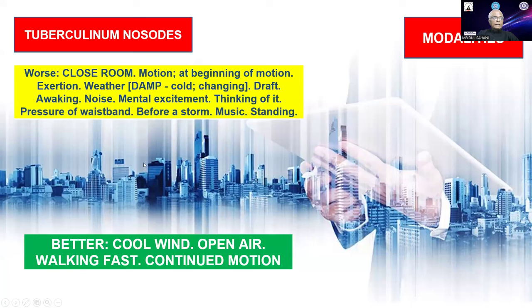Tuberculinum patients are worse in a closed room, at the beginning of motion, from exertion, weather, damp, cold changes, draft, on awaking, at night, noise, mental excitement, thinking of it, pressure of waistband, before a storm, music and standing. And they are better by cool wind, open air, walking fast, continued motion.